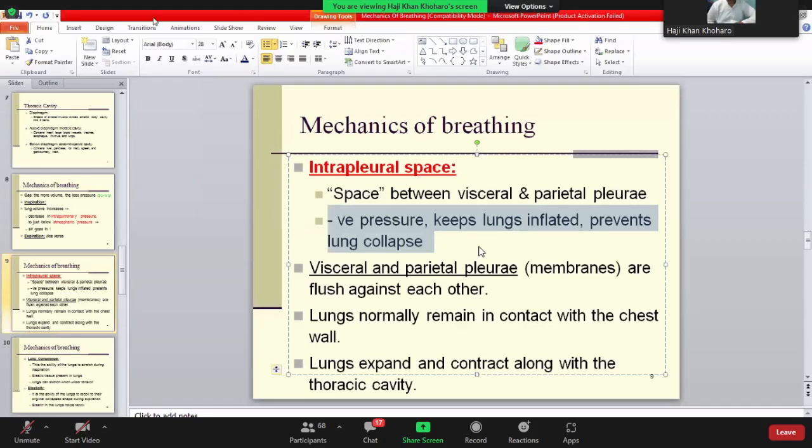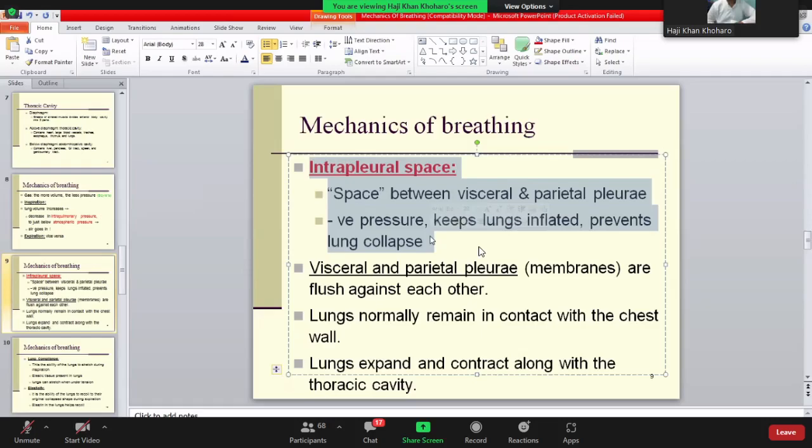Lung, thoracic cavity, pleural space. This pleural space actually lies between the visceral and parietal pleura, and it is a negative pressure. It keeps the lungs inflated and prevents lung collapse. Normally, the lungs remain in contact with the chest wall, and lungs expand and contract along with the chest wall, the thoracic cavity. And as the diameters increase or decrease, there is an increase or decrease in intrapulmonary pressure, and this causes the movement of air.